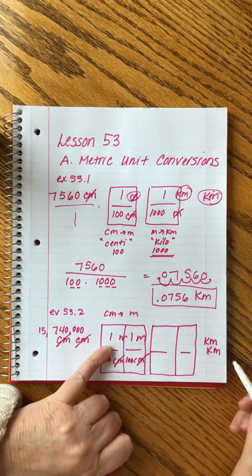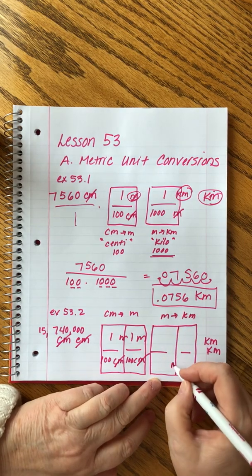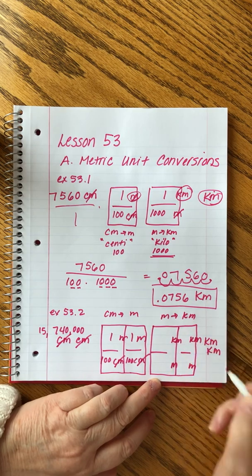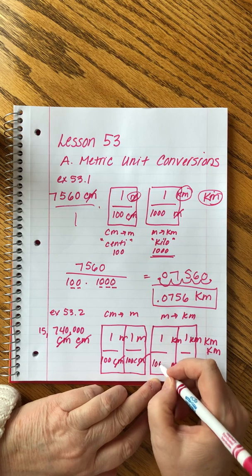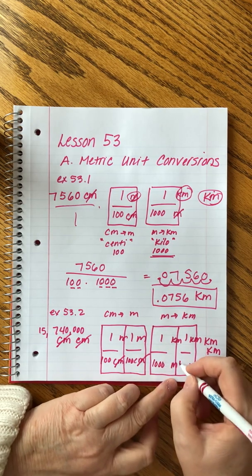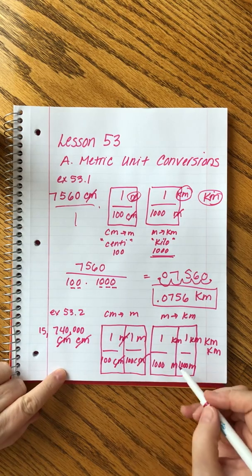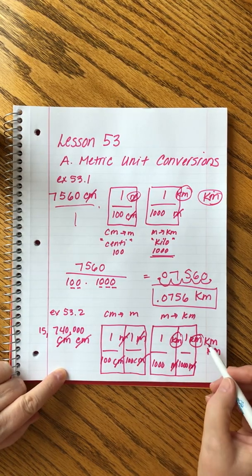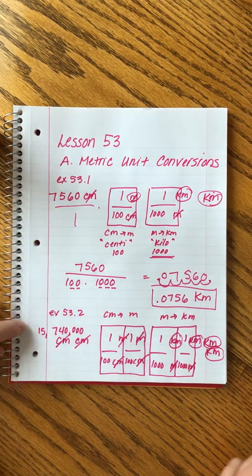Now we need to go from meters to kilometers. We want our meters on the bottom, kilometers up here. Kilometers are bigger, they get the 1. Meters, oh yeah, 1,000. Kilo means 1,000. Okay, and now our meters cancel. And we're left with square kilometers. That's exactly what we want. Yay, we did it. Now we just have to summarize.